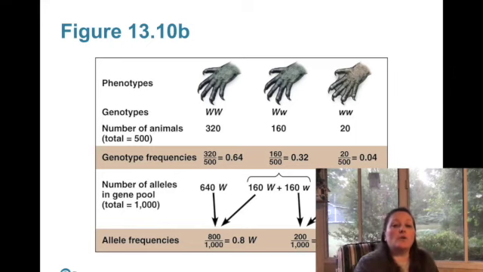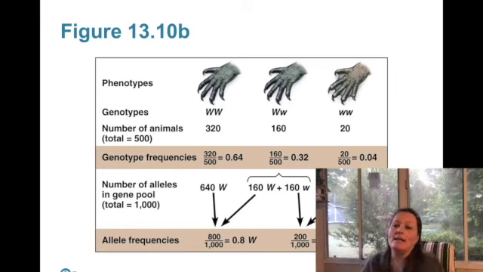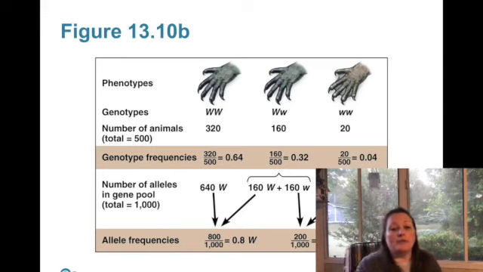So now, in order to look at their frequencies, we did not do frequencies last quarter. But to look at their frequencies, you simply take their total and divide it by the total number of animals. So 320 divided by 500 gives you 0.64. That means 64% of the population are homozygous dominant.